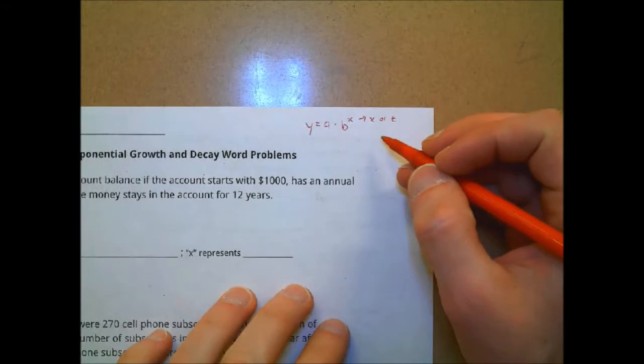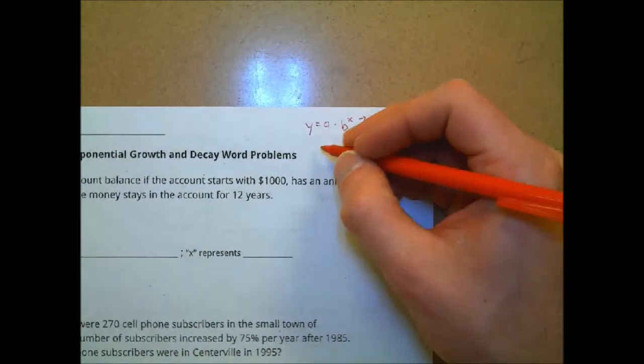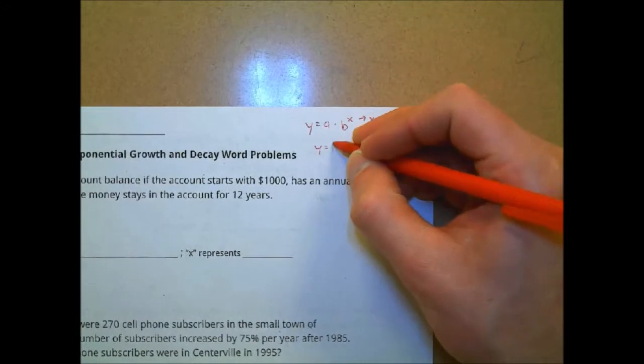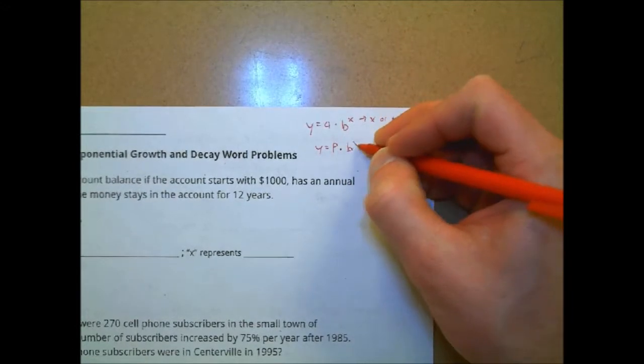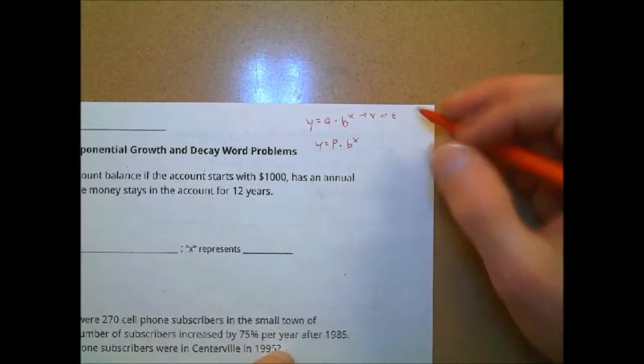Also, sometimes you'll see y equals p times b to the x, but again, it's the same idea as a. It's just like people using two different letters to mean the same thing. That number in front, that's like our initial or starting amount, or like our y-intercept, and that b, that's our growth factor or decay factor.